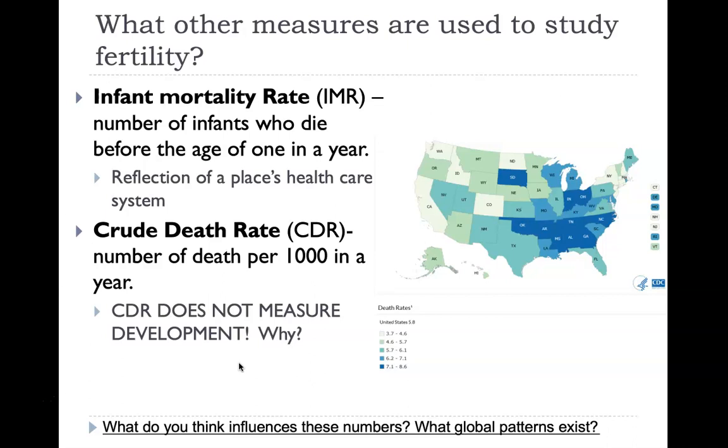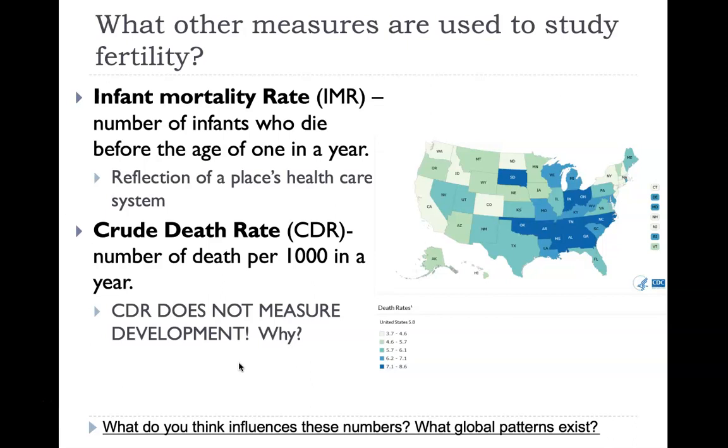And our second way we study fertility is crude death rate, right? That's called crude death rate, CDR. It's the number of deaths per thousand. We've already covered that, but again, you're going to want to know these terms in and out.